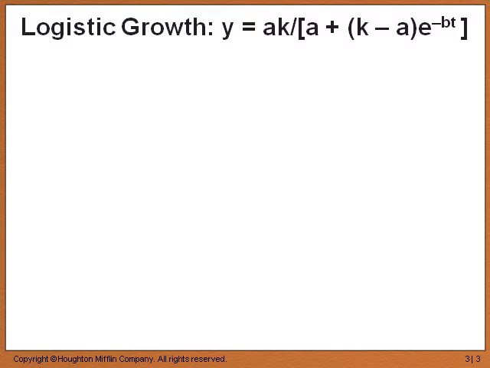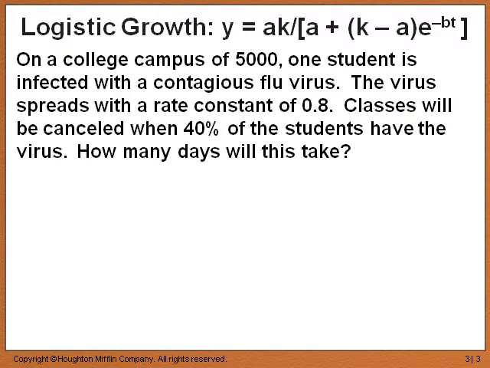So we look at an example of logistic growth with spread of contagious disease. On a college campus of 5,000, one student is infected with a contagious flu virus. The virus spreads with a rate constant of 0.8. Classes will be canceled when 40% of the students have the virus. How many days will this take?